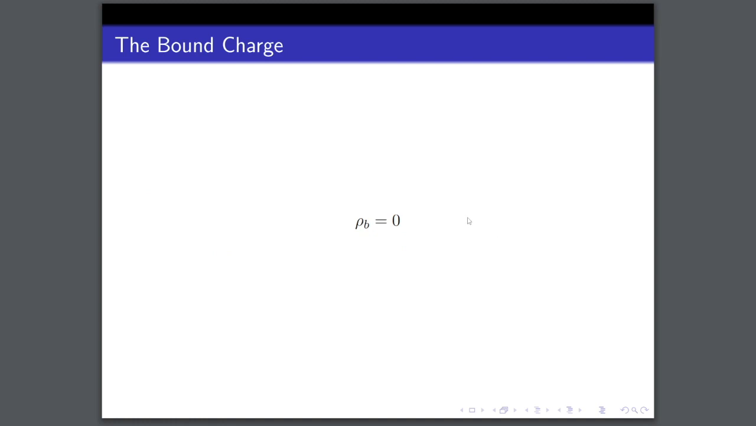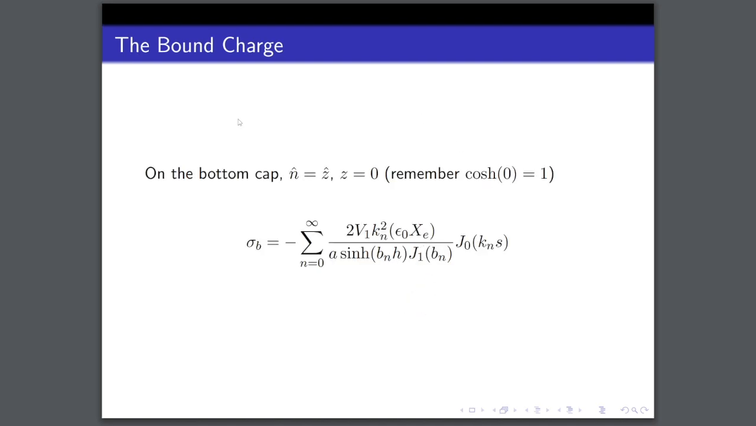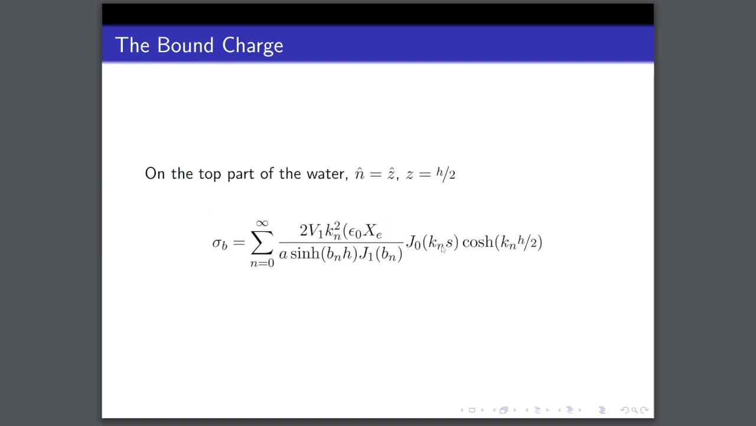We know the bound charge total has to be 0, and we know that the bound charge distribution is equal to the polarization times the area unit vector n hat. And we know the polarization is equal to the permittivity times chi times the electric field. And we know that on the bottom for the bound charge, once again, n hat is along z. And we find that the bound charge distribution is what you see right here.